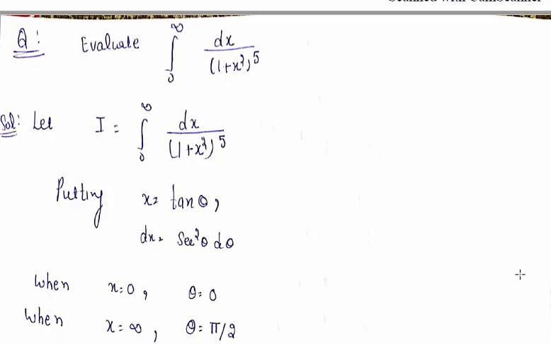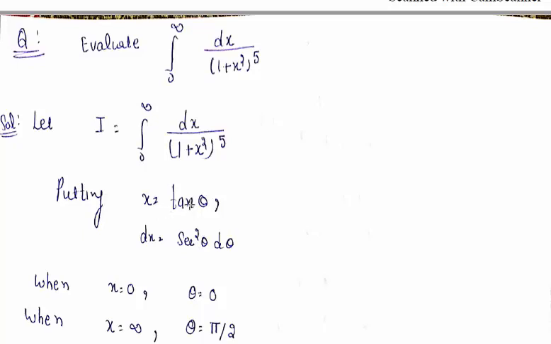So now we discuss one more example. Evaluate the integration from 0 to infinity dx over 1 plus x square raised to power 4. Firstly, we suppose the given integration as I. Let the integration I equals integration from 0 to infinity dx over 1 plus x square raised to power 5. So again, to simplify that integration, we substitute x equals tan theta.